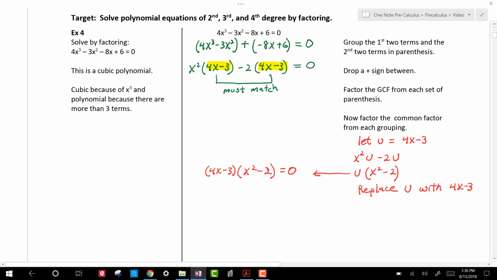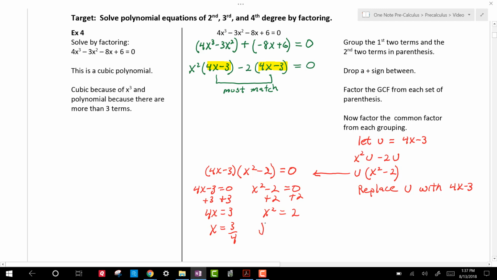Now we just want to set each of the factors equal to 0. 4x minus 3 equal to 0. X squared minus 2 equal to 0. We add 3 to both sides here. We get 4x equals 3. And we'll go ahead and divide out the 4, so x is equal to 3/4. There's one solution. We'll go ahead and add 2 here. That leaves x squared equal to 2.